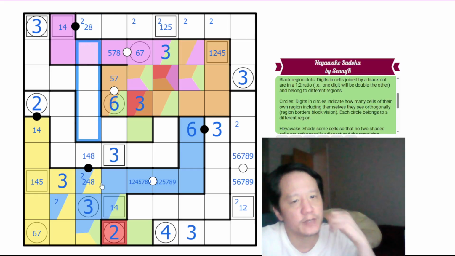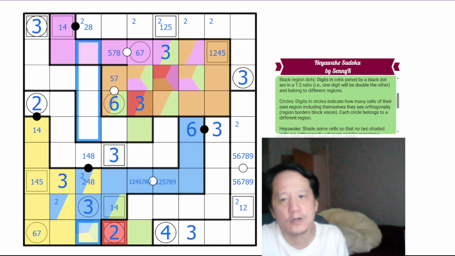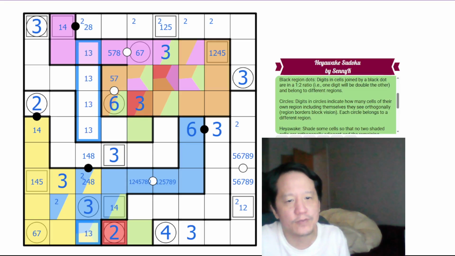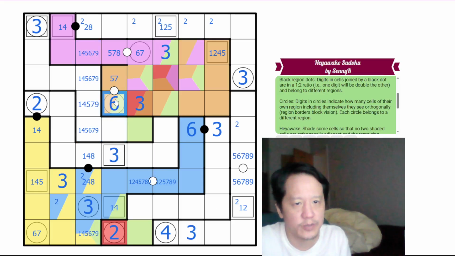That means this can't be 2 or 8 here. So we have no 1. We have 1, no 2, no 3, 4, 5, 6, 7, 9 as possibilities. 6 can't be here because of 6 in the row. This can't be 4 because of 4 in the row.